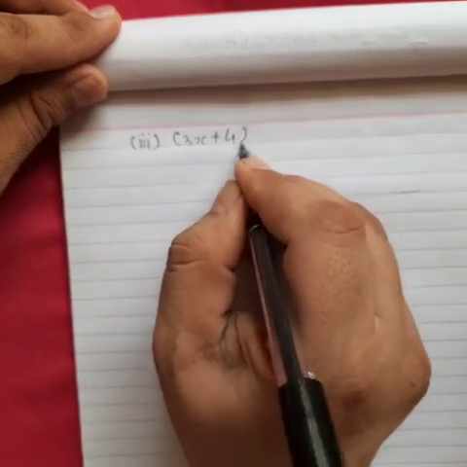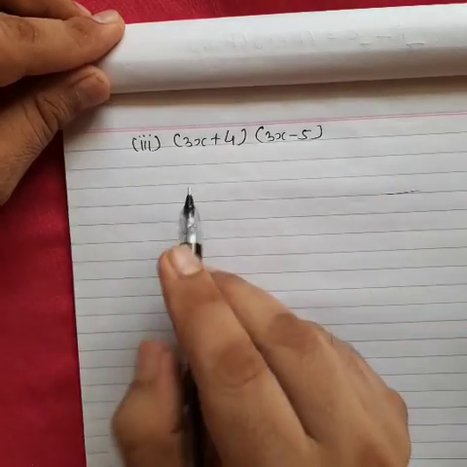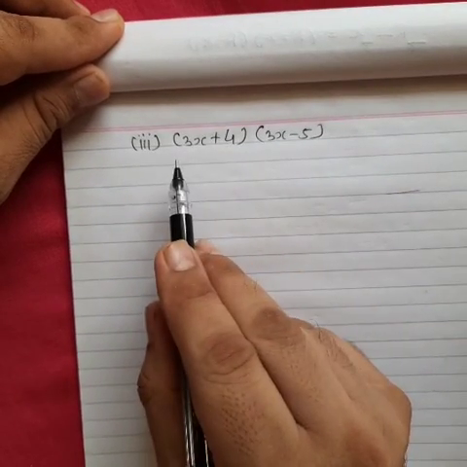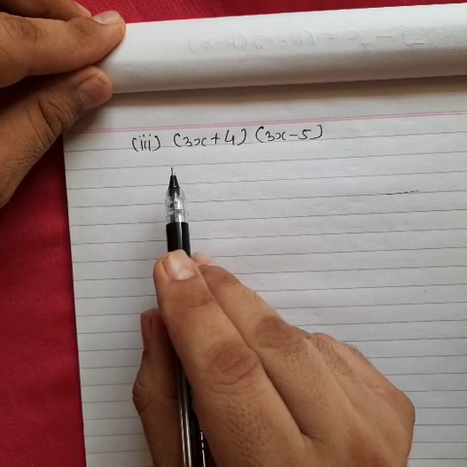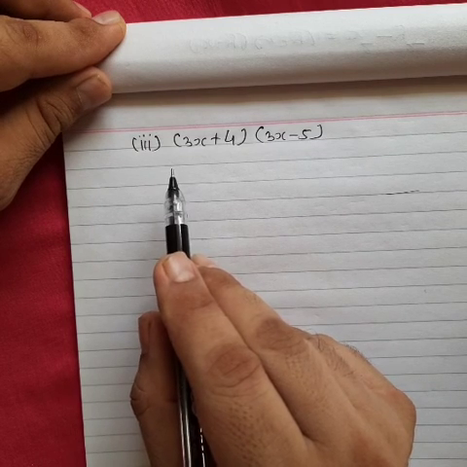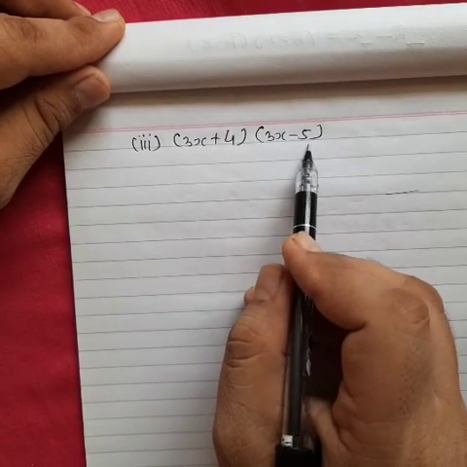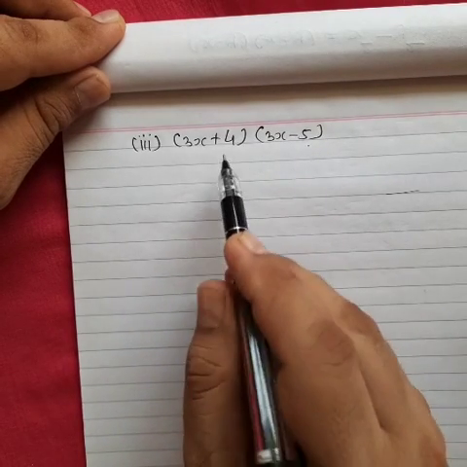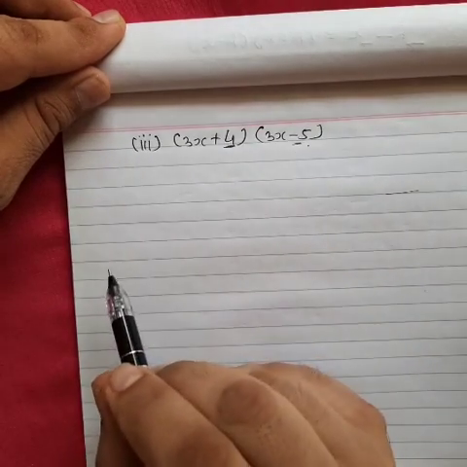3x plus 4, 3x minus 5. See here, it is different. The first terms of both linear polynomials are the same, but the second terms are different. One is plus 4, another is minus 5. So plus 4 is considered to be a and minus 5 is considered to be b.